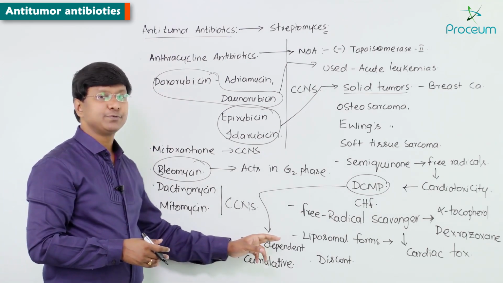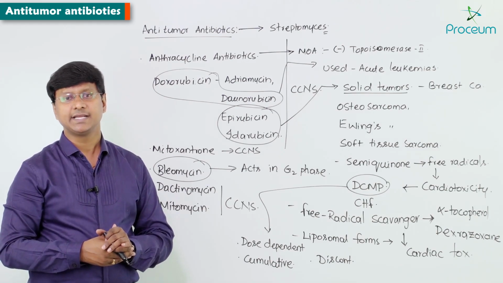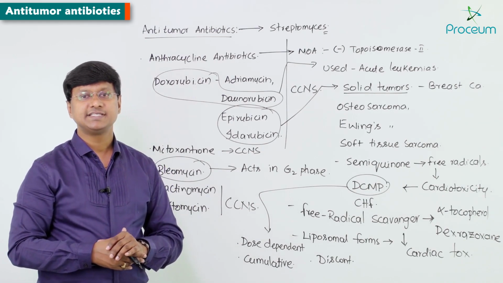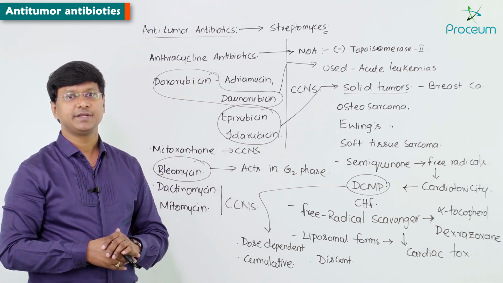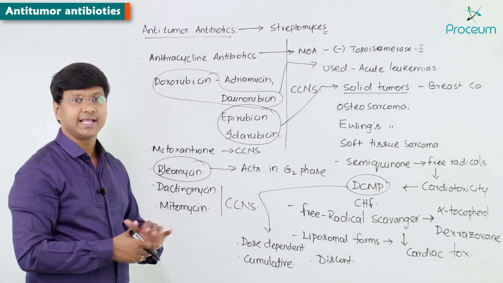Next, you have the liposomal forms. Remember, liposomal forms of these drugs have decreased cardiac toxicity. Next, you take dilated cardiomyopathy. Remember, DCMP is cumulative, dose dependent and may present even after the discontinuation of these anthracyclines.